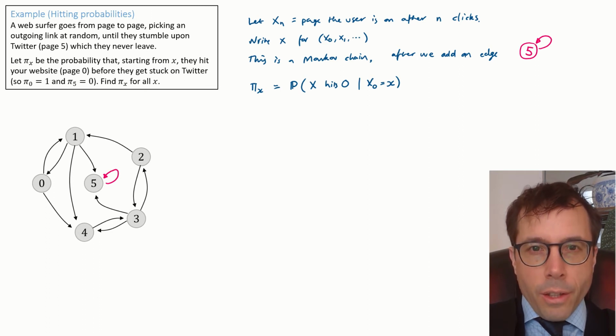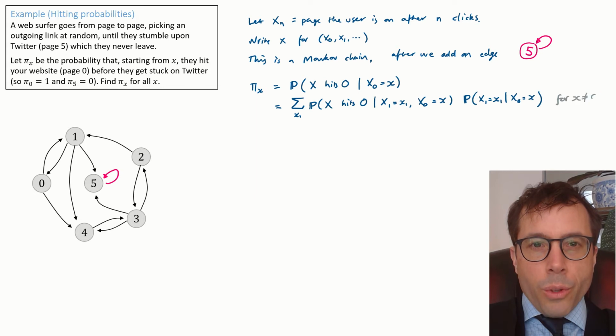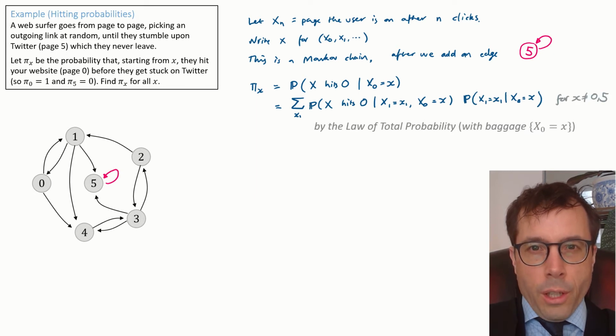To calculate this, first thing I'll do is use the law of total probability. I'll condition on x_1. This is the same sort of trick I used in the last example. One little catch, this equation applies for all states x other than 0 and 5, where I already know the answer. I know that pi 0 equals 1 and pi 5 equals 0.